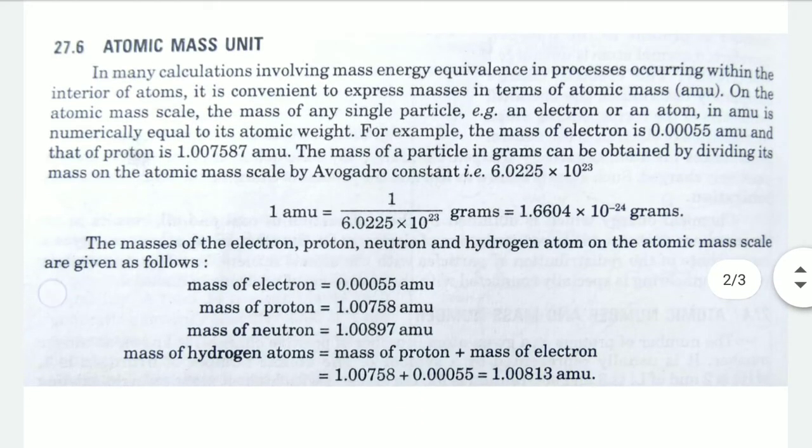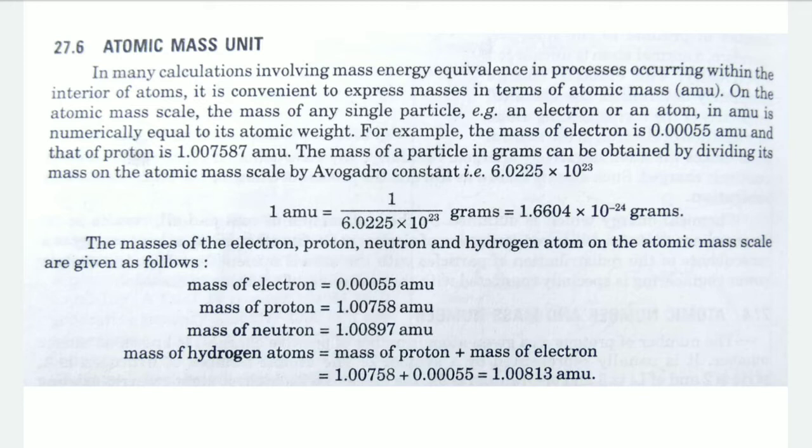Next one is the atomic mass unit, AMU. In many calculations involving mass-energy equivalence in processes occurring within the interior of atoms, it is convenient to express mass in terms of the atomic mass unit. On the atomic mass scale, the mass of any single particle, for example an electron or an atom, in AMU is numerically equal to its atomic weight.